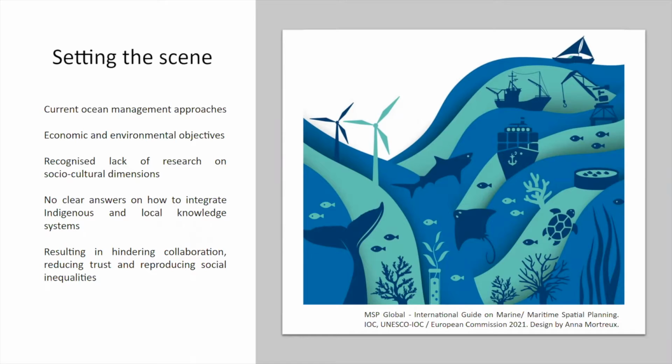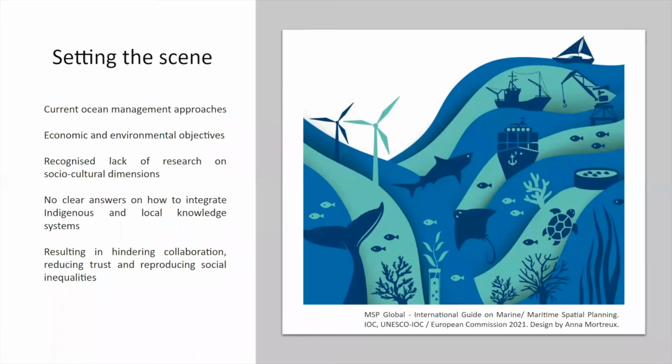Yes, so just a little bit about setting the scene, and what we found, which isn't something new, is that a lot of area-based ocean management processes, such as marine spatial planning and marine protected areas, often have a very strong focus on economic or environmental objectives. As you can see in this very beautiful graphic by MSP Global, you can see all the beautiful fish and animals, seaweeds. You can see the shipping, the industry, and a boat on top, but there's no humans, and there's not necessarily any cultural engagements with the ocean and the coast.